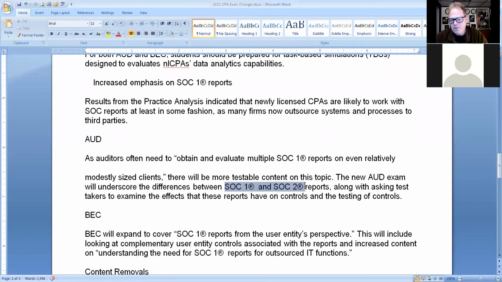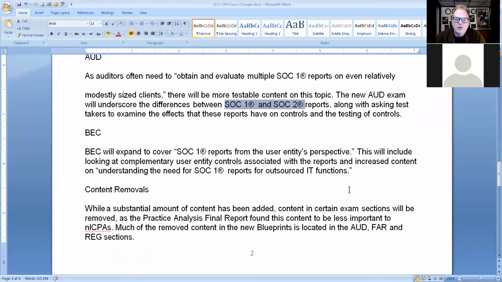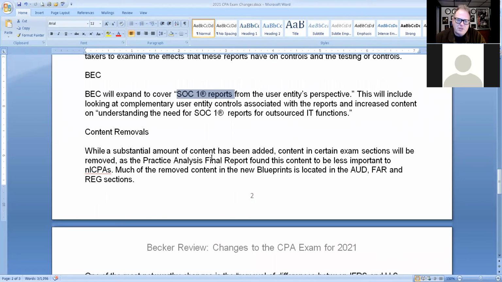I've got a thing already for those. I may even beef it up a little bit, but the SOC 1 and SOC 2 ones are going to be in there. And you'll see them even in the BEC section, the business section.